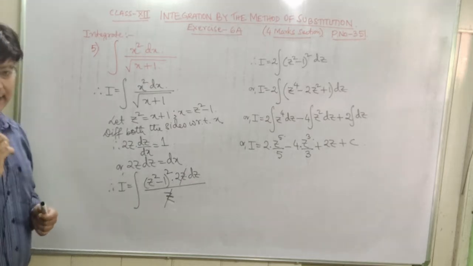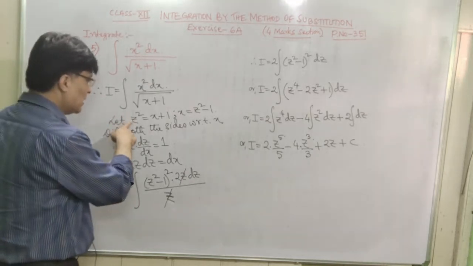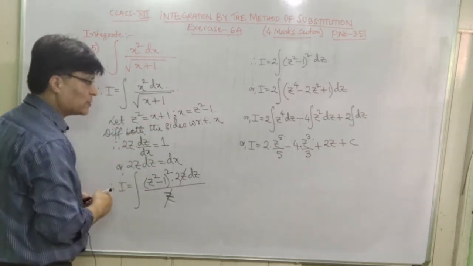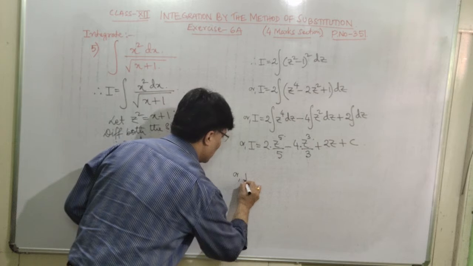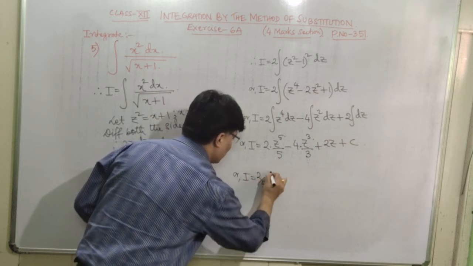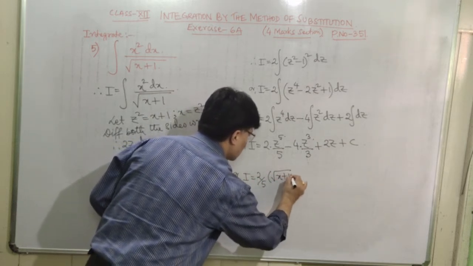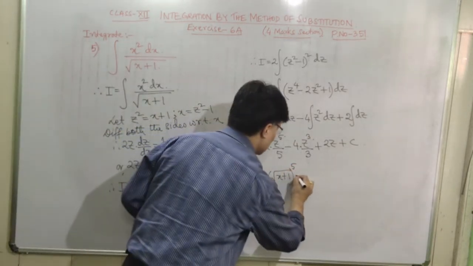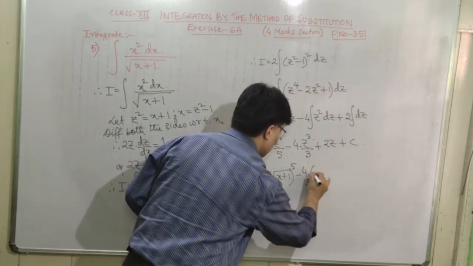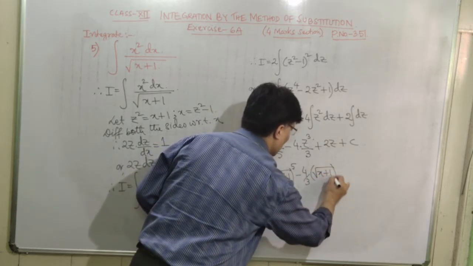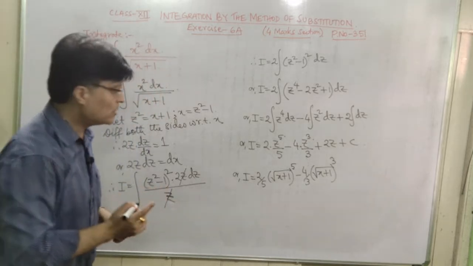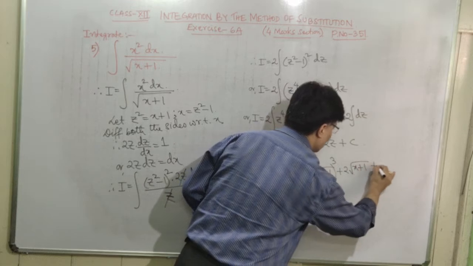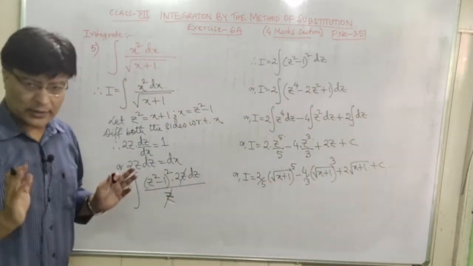Now you can put the value for z. If z square is equal to x plus 1, what is the value for z? Z is equal to root over x plus 1. Let us put it here. So I is equal to 2 by 5 within bracket root over x plus 1 whole to the power 5, minus 4 by 3 root over x plus 1 whole cube, and the last one, plus 2 root over x plus 1 plus c.